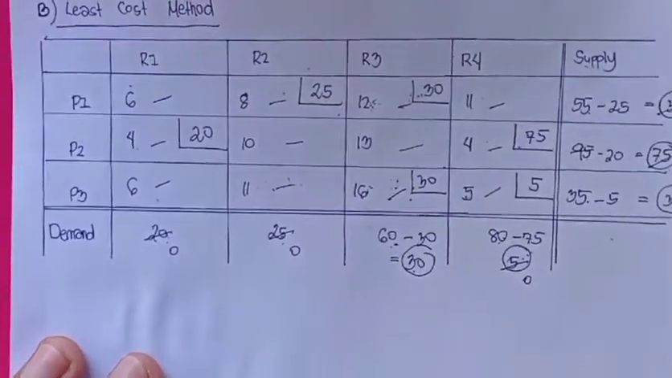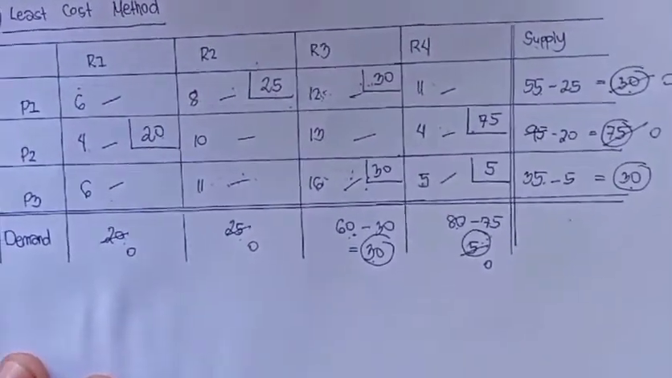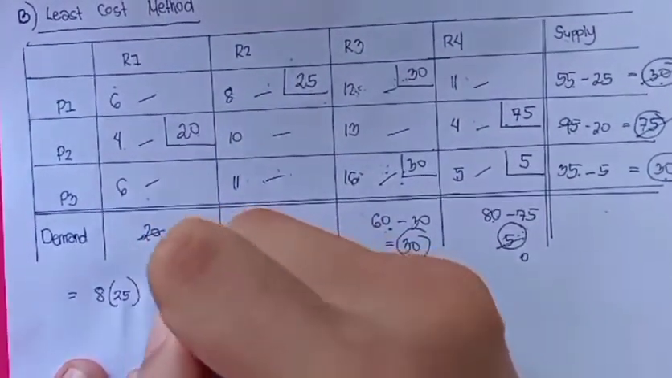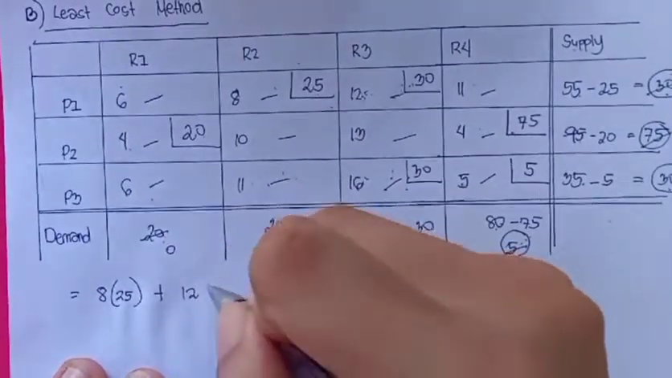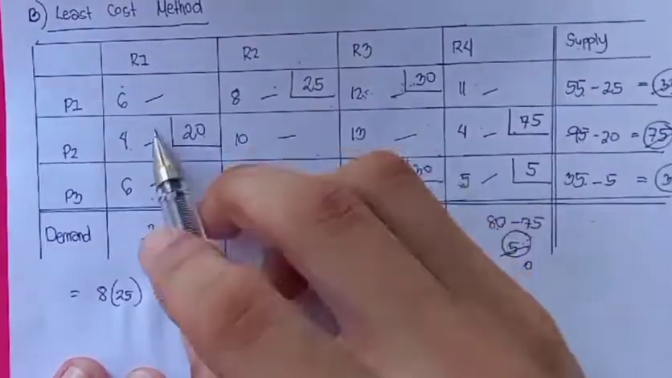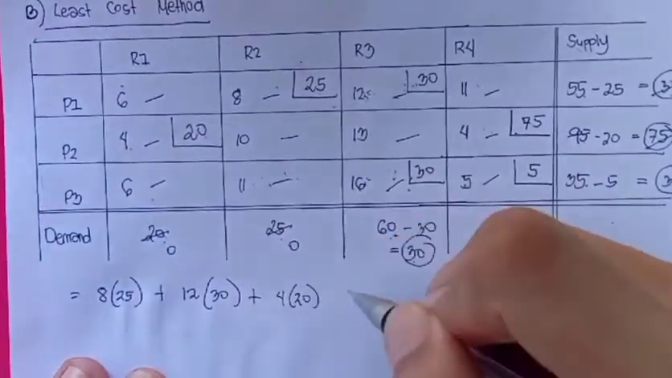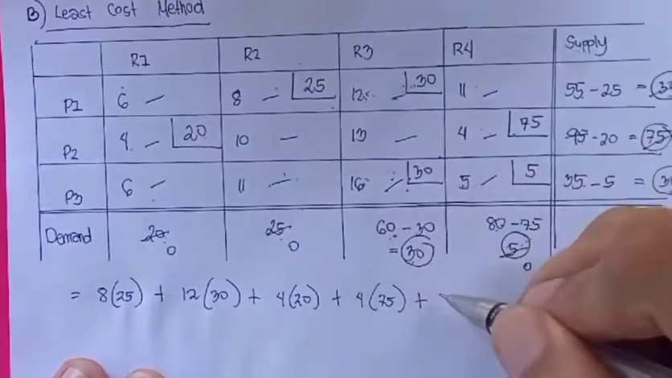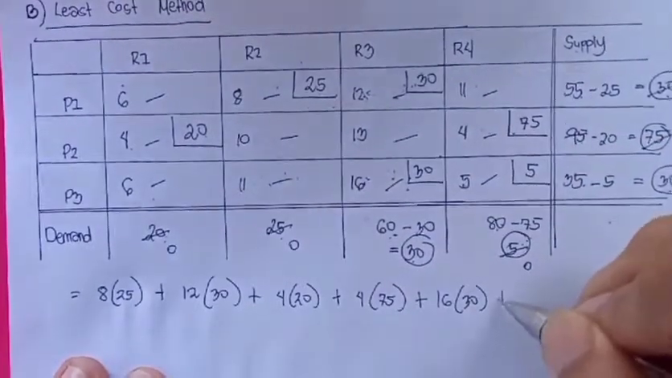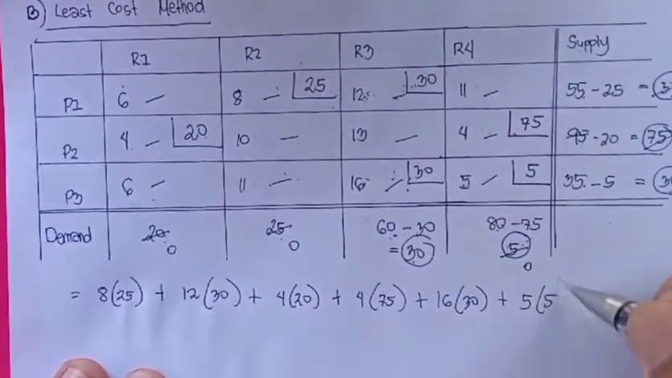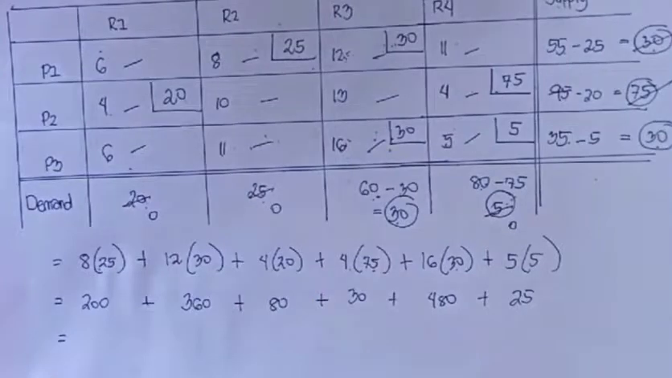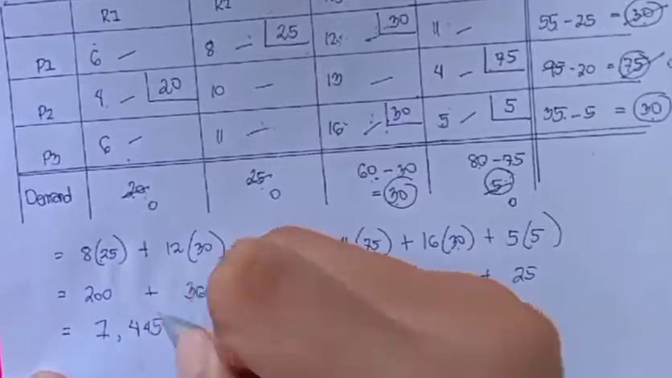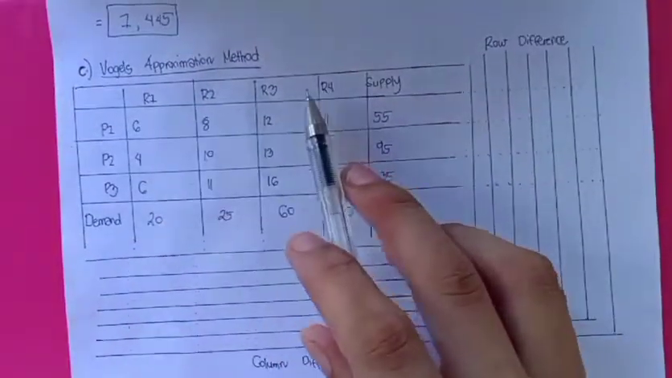Now let's calculate the total cost of delivery for the initial solution. We have 8 times 25, plus 12 times 30, plus 4 times 20, plus 4 times 75, plus 16 times 30, plus 5 times 5. We have the initial solution of 1,445.